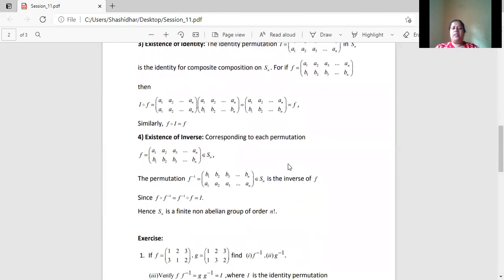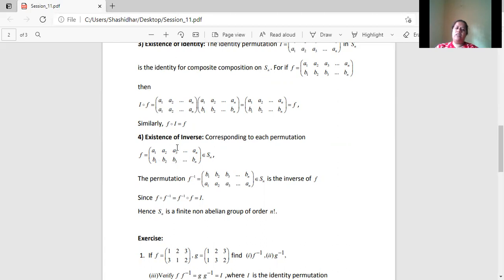Then we'll see the existence of inverse, the fourth axiom: corresponding to each permutation F in Sn, the permutation F inverse. Already we know the inverse of a permutation. When the permutation is given, we can find its inverse by interchanging the rows of that permutation. So here we have the permutation F in Sn, whose elements are A1, A2, A3 up to An, and the images are B1, B2, B3 up to Bn. Then if you take the inverse of this, what is that?